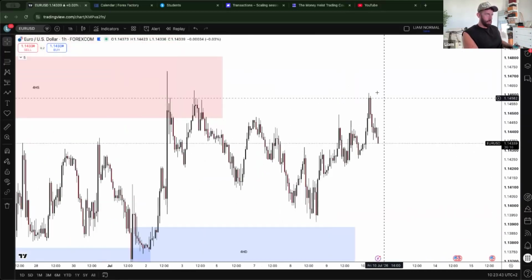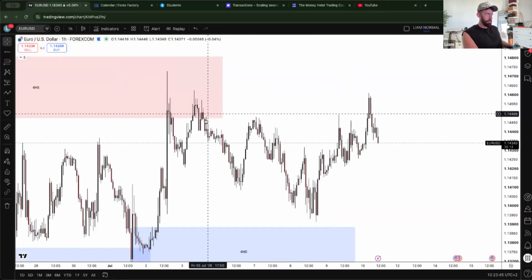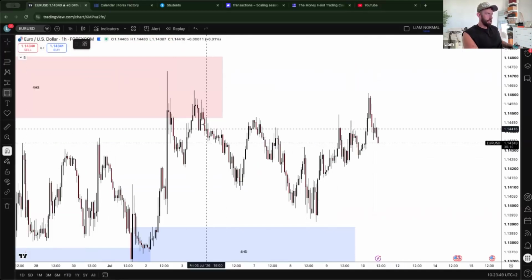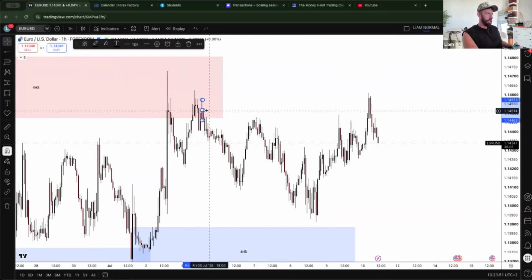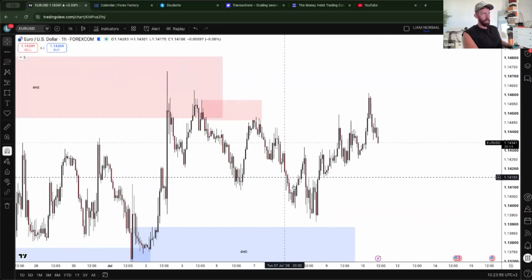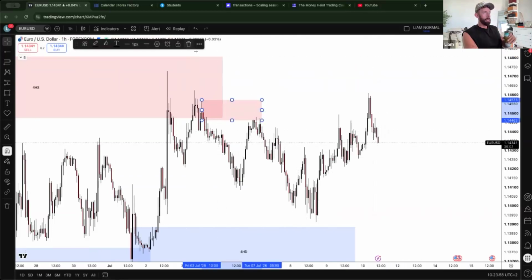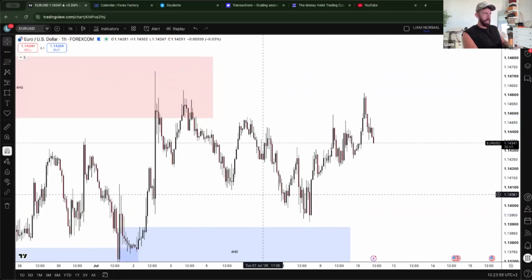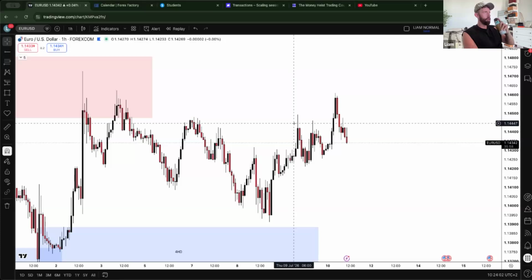Having a look to the left, no again, because if you look at this scenario here, for instance, it already got mitigated here and moved away. So for me personally, I don't like any shorting ideas at this moment in time for Euro USD.